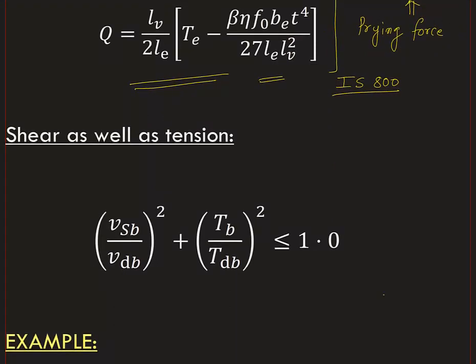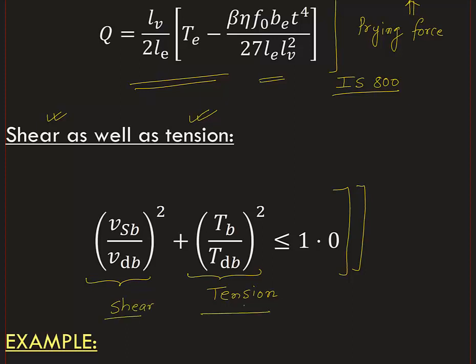Now in some cases our bolt can have tension as well as shear. In that case we have to check this inequality, that it should satisfy this inequality. And this has two terms, one is related to shear, another is related to tension. So this term is related to tension and this term is related to shear, and my bolt has to satisfy this inequality for the bolt to be safe.